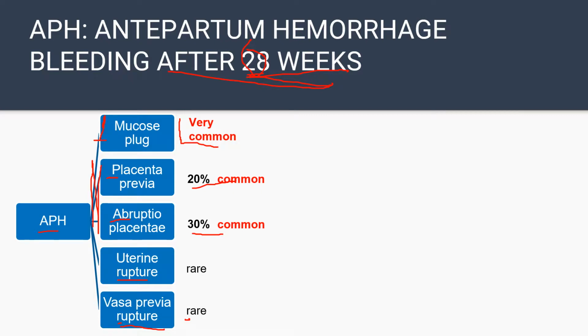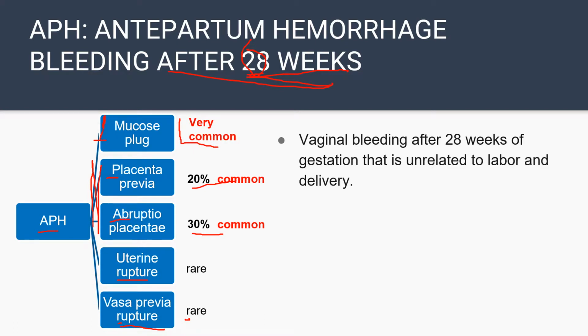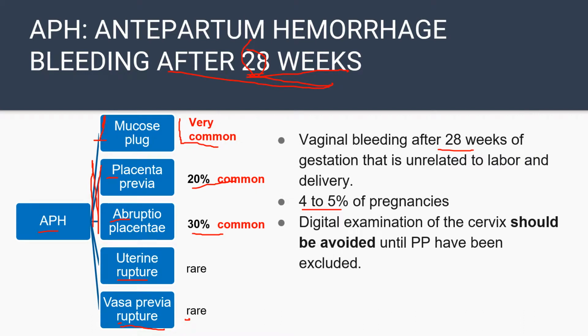And now, before I start talking one by one about all the APH, I want to talk about general important things about the APH, starting with the definition, that is a vaginal bleeding after 28 weeks of gestation that is unrelated to labor and delivery. The prevalence is 4 to 5% of all pregnancies, so it is something very common. We will see a lot of these situations.